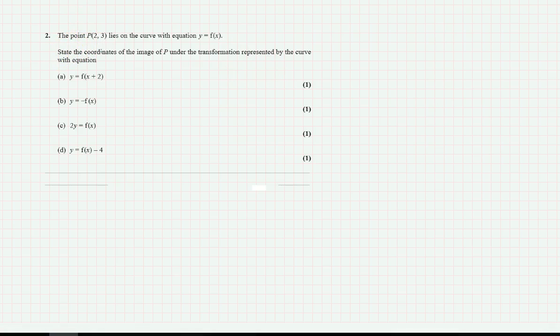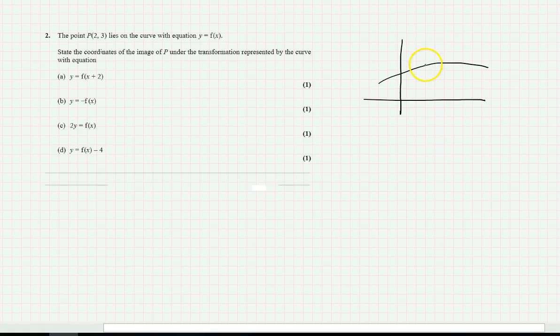The next question is point 2, 3. Say this is a curve. This is 2 and 3. Let's assume 2, 3. This lies on the curve y is equal to f(x). State the coordinates of the image of P under the transformation represented by the curve with the equation.